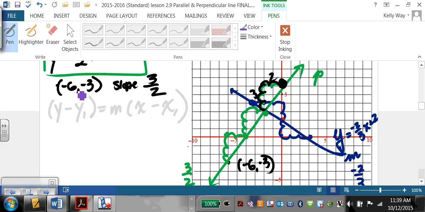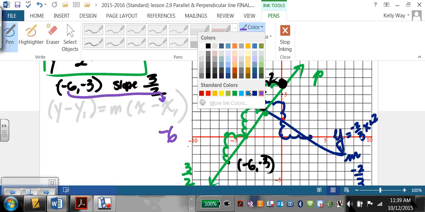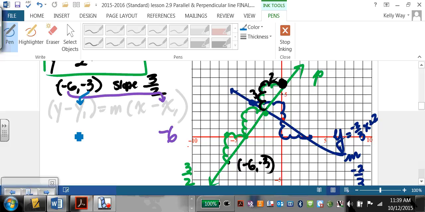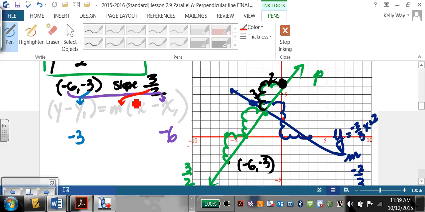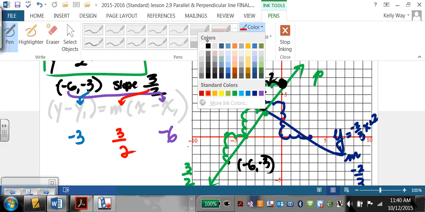Step number 1. That's going to be right there. Let's put a negative. That's our y1. Goes right there. And that's our slope. It goes right there. Charlie, you okay with this now? Okay. Ready? Bring everything else down.